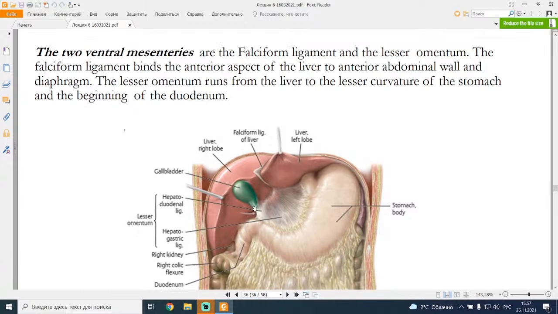Two ventral mesenteries are the falciform ligament and the lesser omentum. The falciform ligament, ligamentum falciforme, runs from the anterior aspect of the liver to the anterior abdominal wall and diaphragm. The lesser omentum runs from the liver to the lesser curvature of the stomach and the beginning of the duodenum.